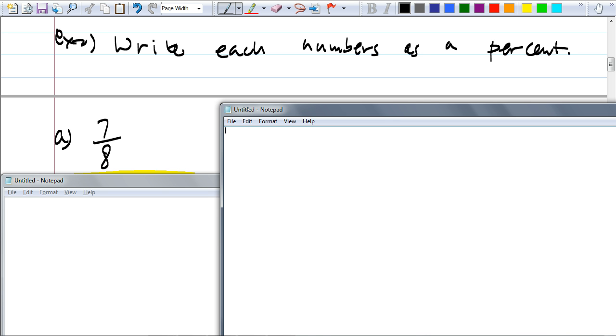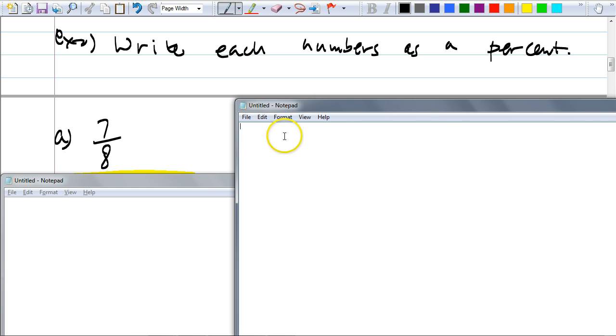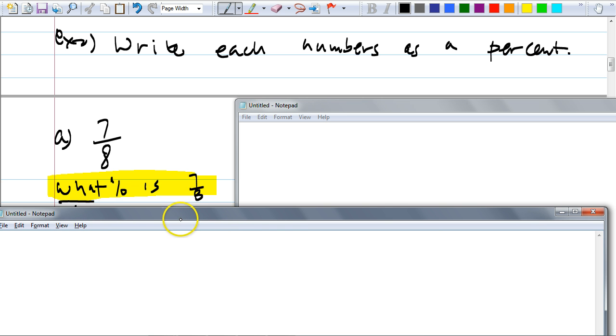Okay, so to do this, many of you may know different ways of doing this. I really want you to understand how to do this by translating this into an expression. So what we're asking is this. Write this down. What percent is 7/8? Isn't that what we're asking? When I ask you, write 7/8 as a percent, we're asking, what percent is 7/8? Would you not agree? And now all we're going to do is translate this into an equation and solve.